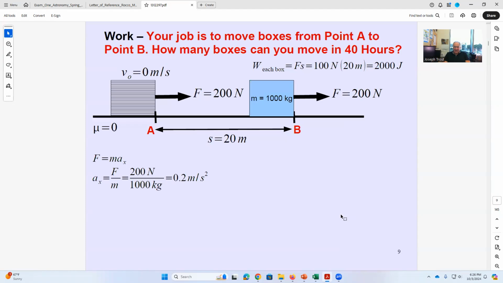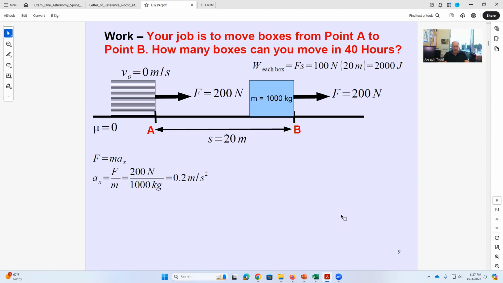So let's say you get a really bad summer job, and your job is to move boxes from point A to point B. How many boxes can you move in 40 hours? Let's say on your best day, you can apply 200 newtons of force. And each one of the boxes weighs 1,000 kilograms. So we'll drag the box 20 meters, and we have 200 newtons. So for each box, the work will be 2,000 joules. How many can we do in 40 hours?